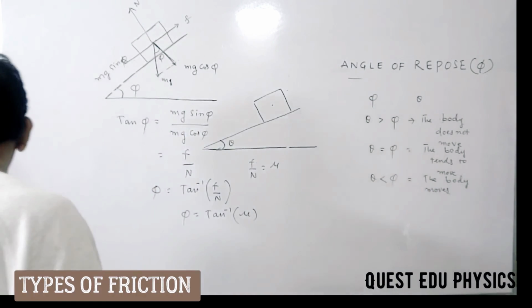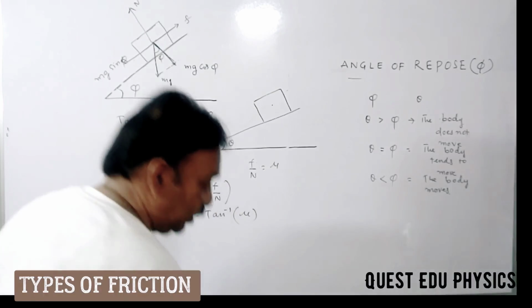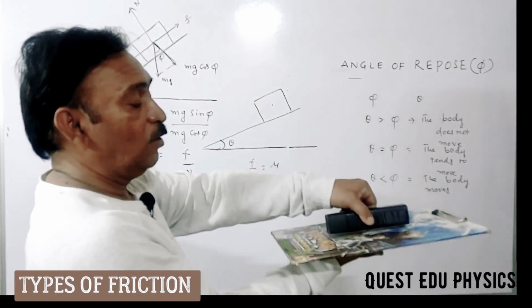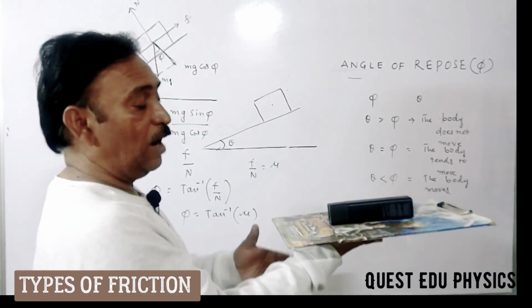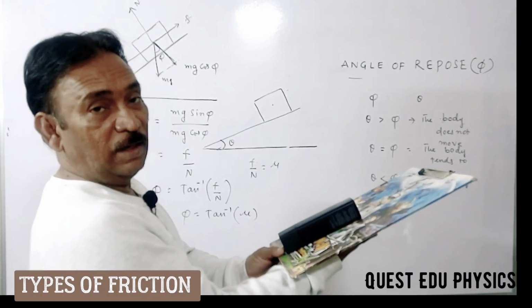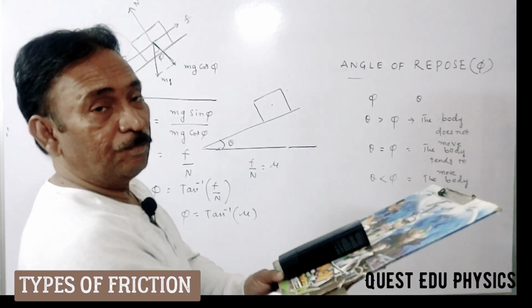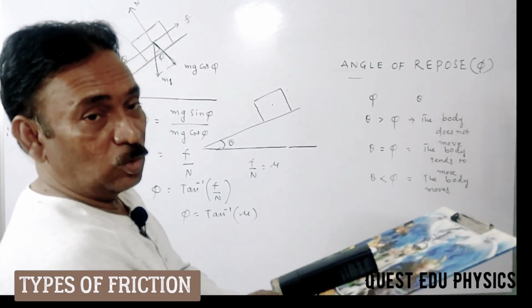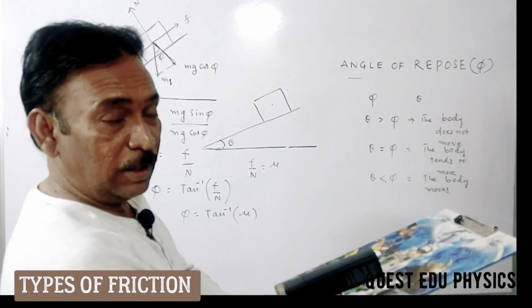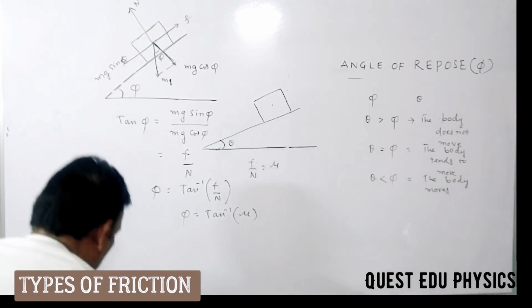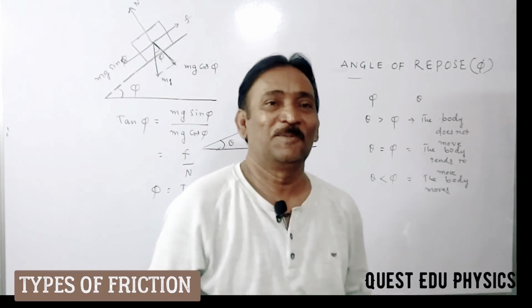Right now I showed the same thing here. With this demonstration I said, here it is lying over the surface. Then what happens? Gradually the motion started. It means we are increasing the angle of repose. That's why the body moved. I hope you have followed the class.